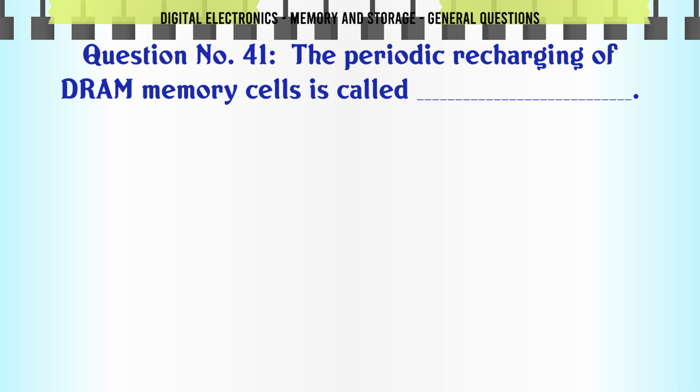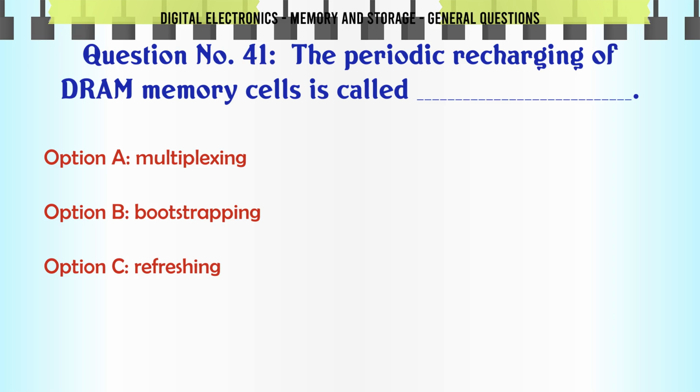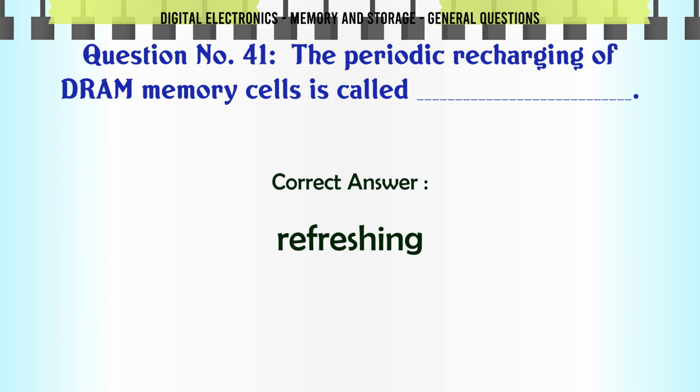The periodic recharging of DRAM memory cells is called A. multiplexing, B. bootstrapping, C. refreshing, D. flashing. The correct answer is refreshing.